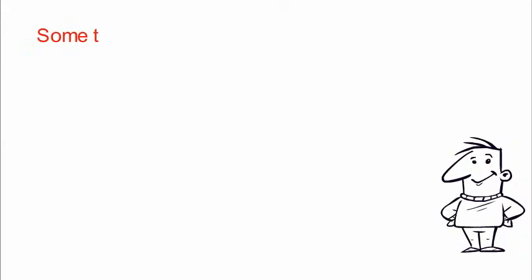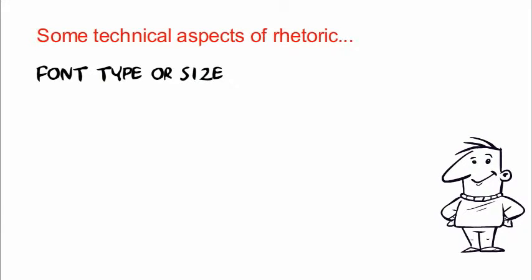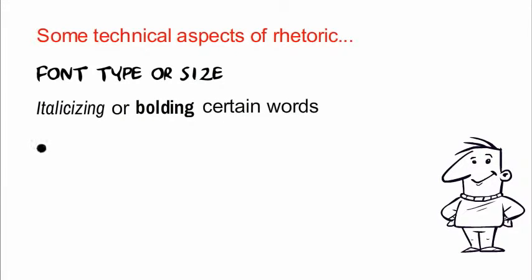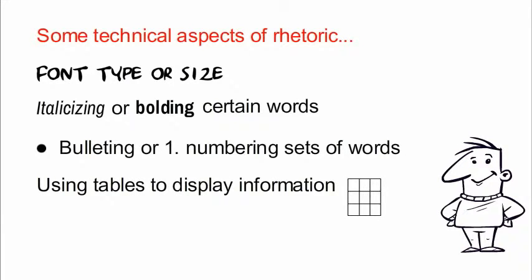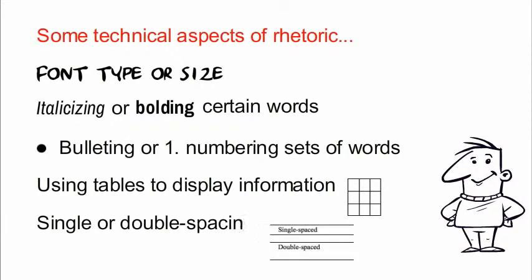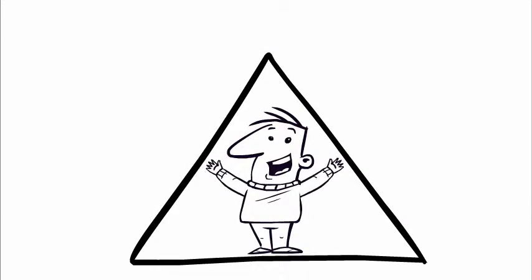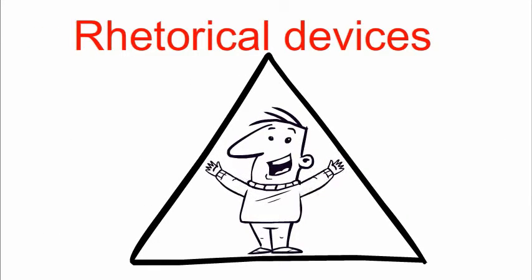Some of the technical aspects of rhetoric in writing include choosing a font type or size, italicizing or bolding certain words, bulleting or numbering sets of words, using tables to display information, and single or double spacing sentences. Writers can use a variety of rhetorical devices to convey their knowledge to an intended audience.